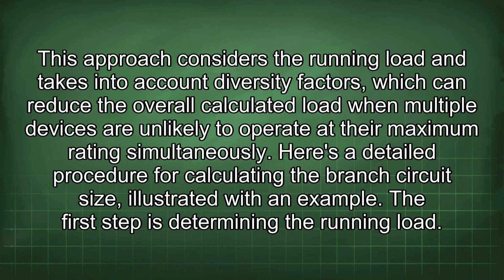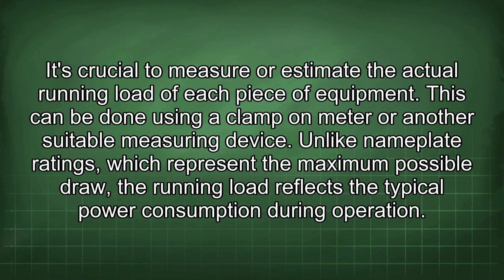Here's a detailed procedure for calculating the branch circuit size, illustrated with an example. The first step is determining the running load. It's crucial to measure or estimate the actual running load of each piece of equipment. This can be done using a clamp-on meter or another suitable measuring device. Unlike nameplate ratings, which represent the maximum possible draw, the running load reflects the typical power consumption during operation.